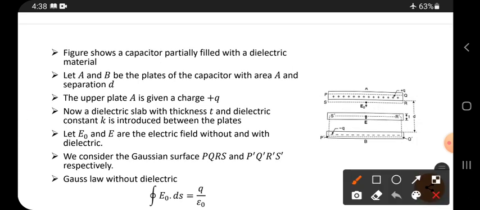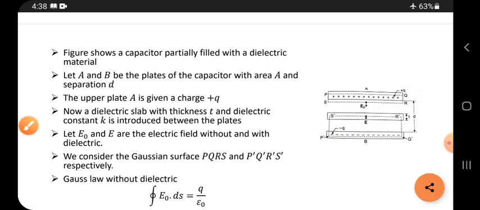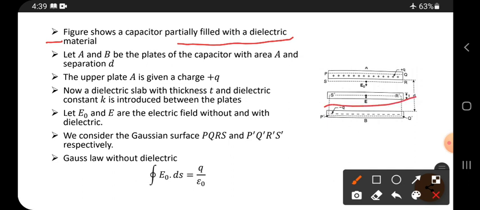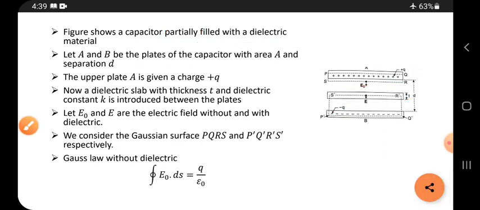Now see the side figure. The figure shows a capacitor filled with a dielectric material. It is not completely filled, it is partially filled.